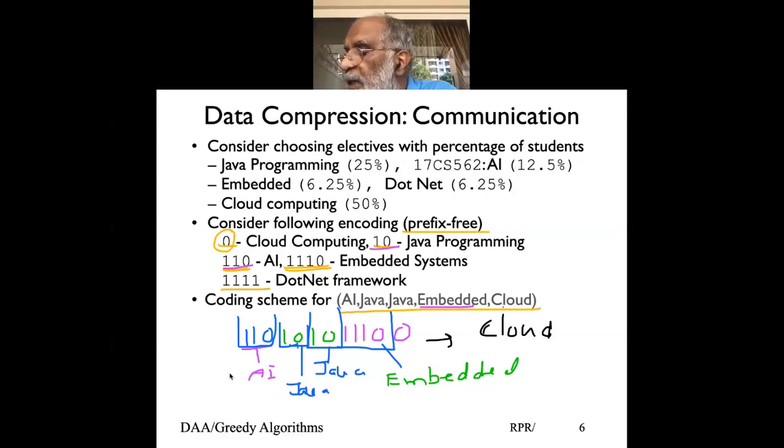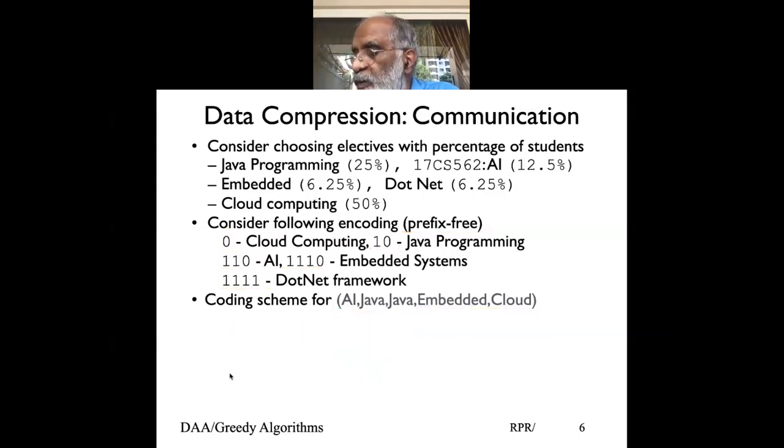Now look at what my average bit size is. We know that cloud computing is 50%, so the probability is 1 by 2, and for cloud we have size 1, so it will be 1 into 1 by 2. I'm looking at the average size. Plus my Java programming has 2 bits, means 2 into 1 by 4. Then we have AI, which is 12.5%. AI uses 3 bits, so plus 3 into 1 by 8.